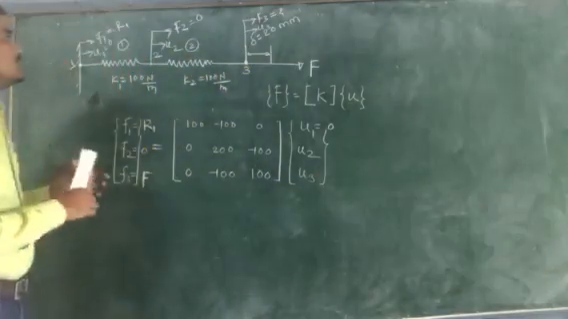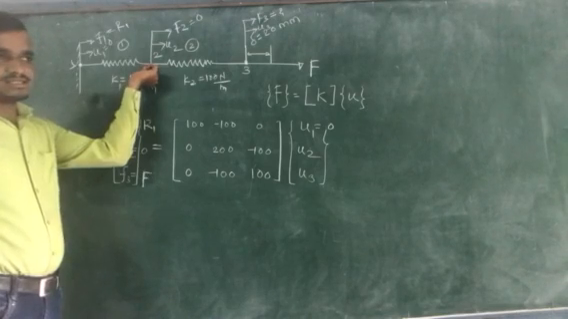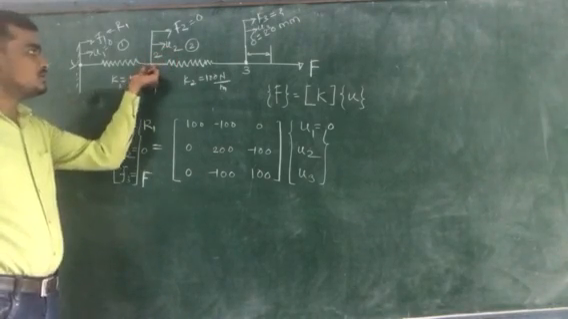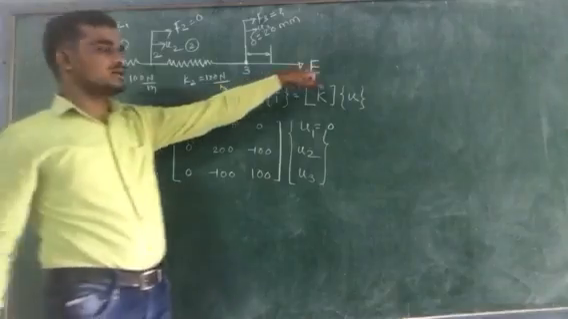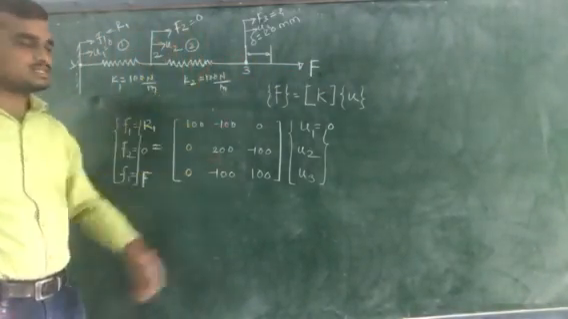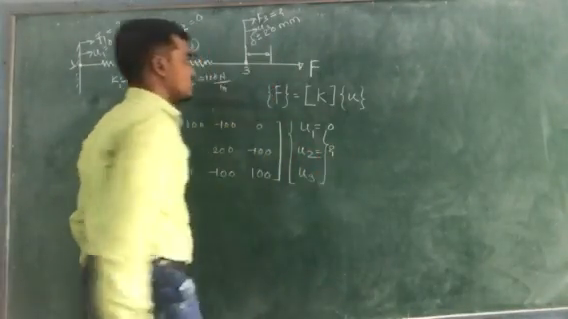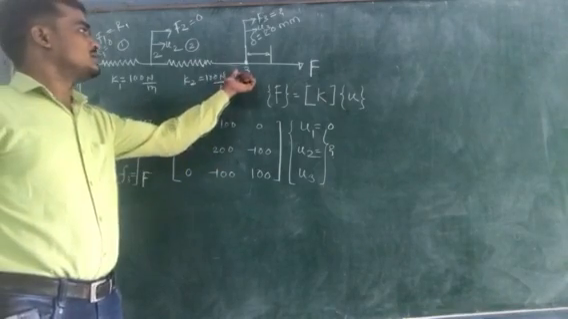Now next, U2. This node U2 is not fixed, so it will displace by some amount due to this force F. So the value of U2 is unknown. We need to find it out. Means U2 is your unknown value.